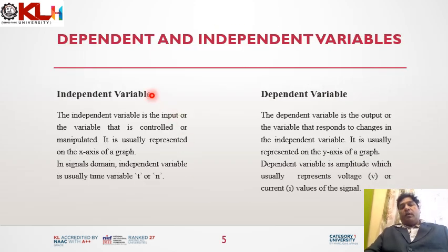Now we have to see what the dependent variables and independent variables are. The independent variable for a signal is the time, either t or n. So the independent variable is the time. The dependent variable is usually the amplitude, which represents either the voltage or the current. So the independent variable is the time, which is either t or n, and the dependent variable is the amplitude, which is representing voltage or current.